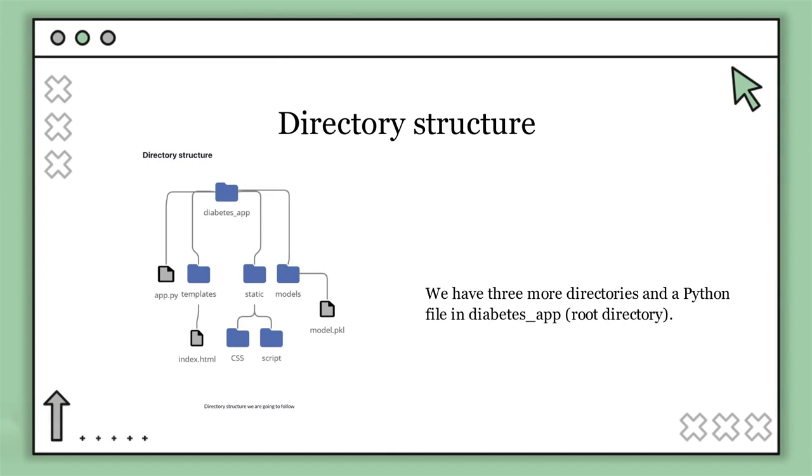We have three more directories and a Python file in diabetes_app, the root directory. The models directory will contain our trained model. The static directory has two more directories. CSS will have all the style sheets saved, and script will have JavaScript files, if any. Lastly, the templates folder will have HTML files saved, and app.py is our Python file that has the backend Flask code. Now that we have an organized file structure, let's get started.